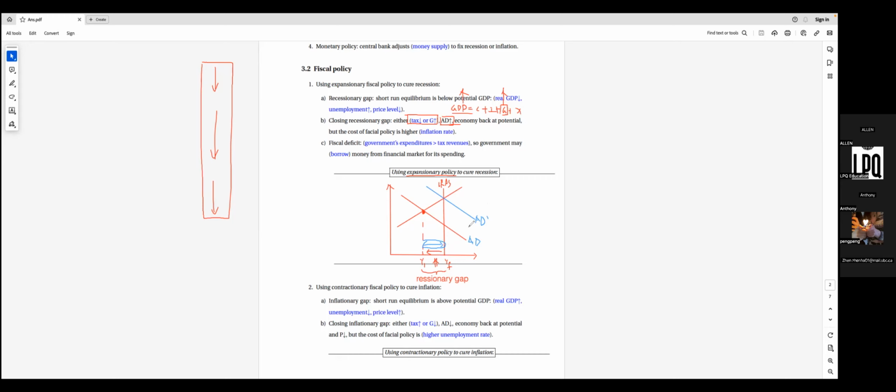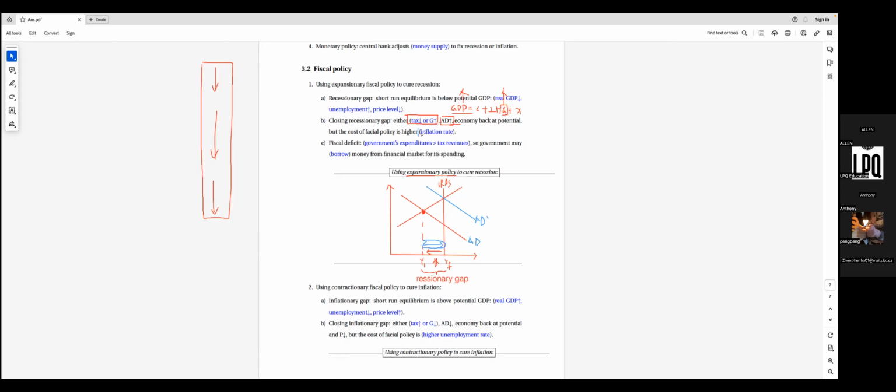The good thing about this policy is we don't need to wait so long. As a government, for example, if you want to increase the governmental spending, maybe you just build a new SkyTrain station. So the GDP will increase immediately when you finish the construction project. It is way faster, you don't need to wait. You can do something to speed up the recovery process. This is a good side of fiscal policy.